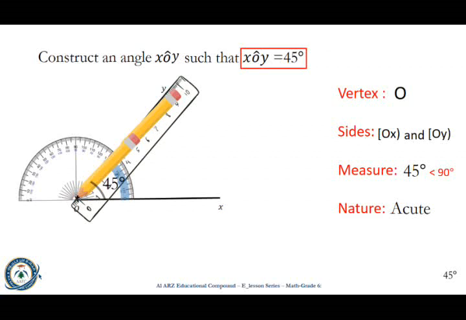I mark a point. I join the vertex O with this point using the ruler. Of course, you can extend this side. It's a half line. We write Y, so the other side is called OY. Remember to draw an arc and mark the measure of this angle on the figure.